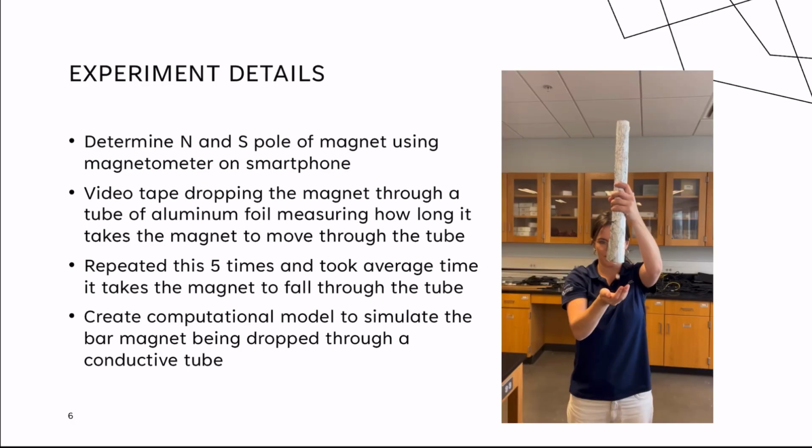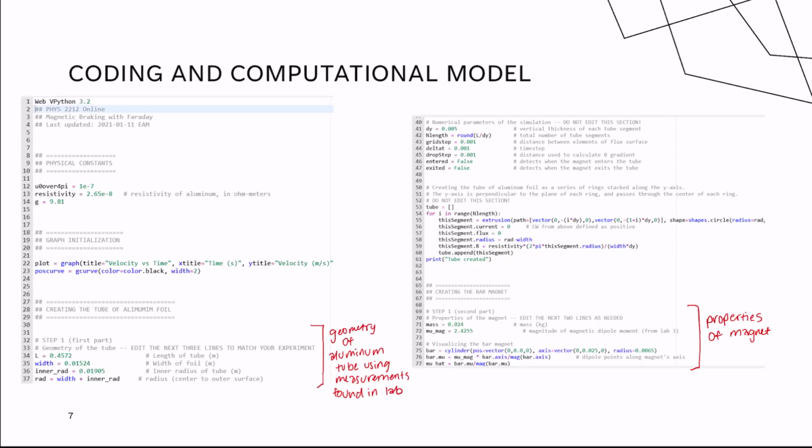So for the experiment details, as I said, we used the magnetometer app to determine the north and south pole, and we took videos of us dropping the magnet through the tube. We repeated this 5 times, measured the time taken for the magnet to go through the tube, and averaged across the 5 times. And then we created a computational model to simulate this exact procedure as well.